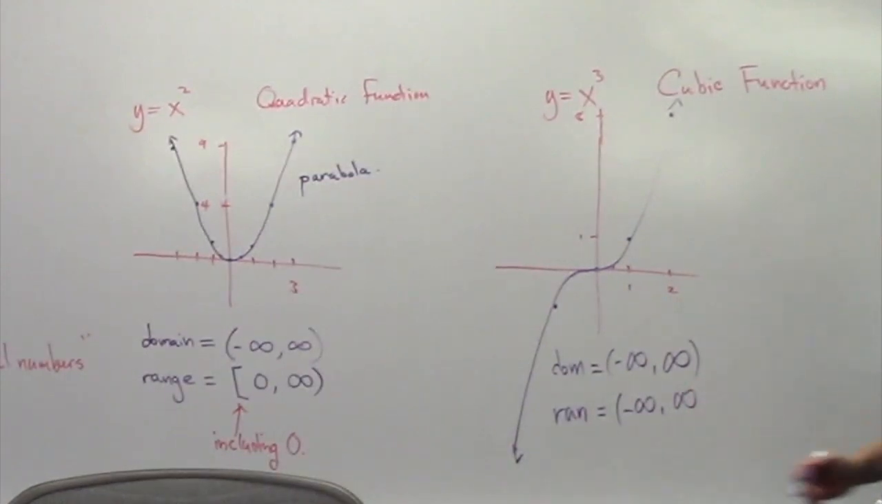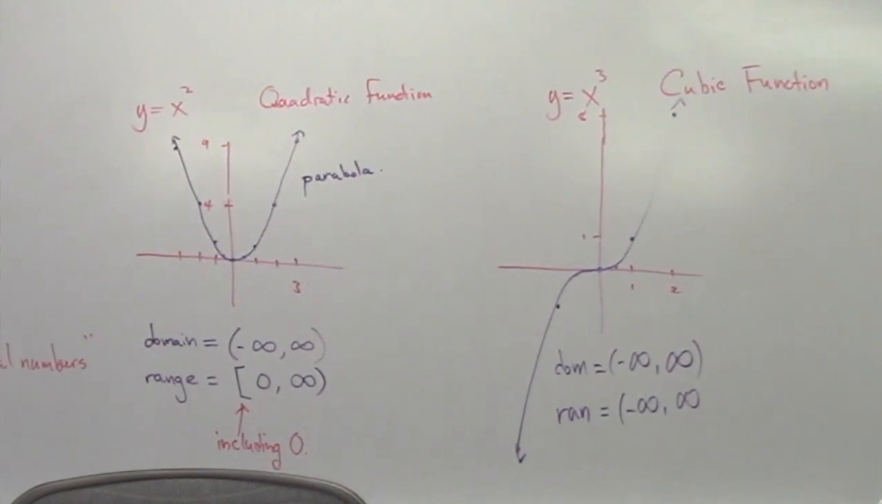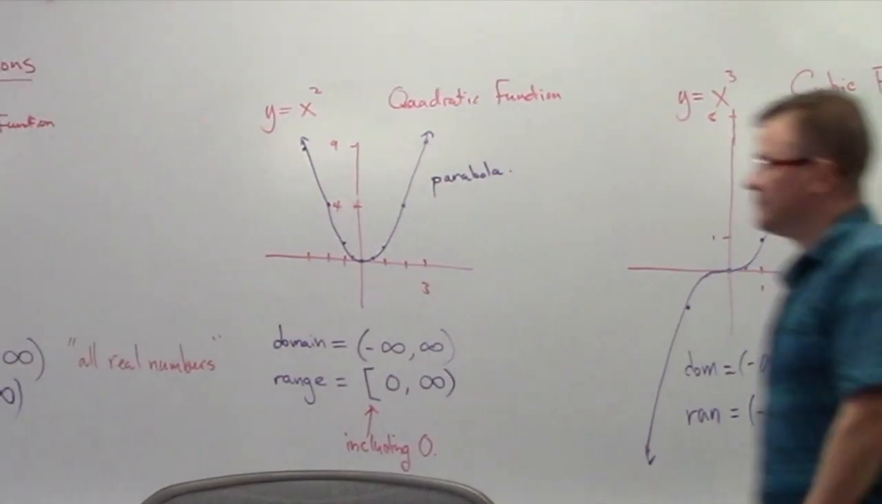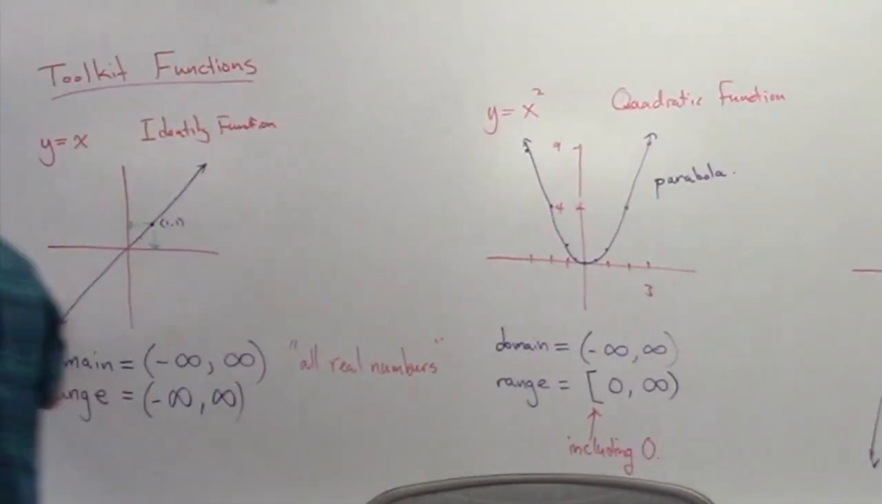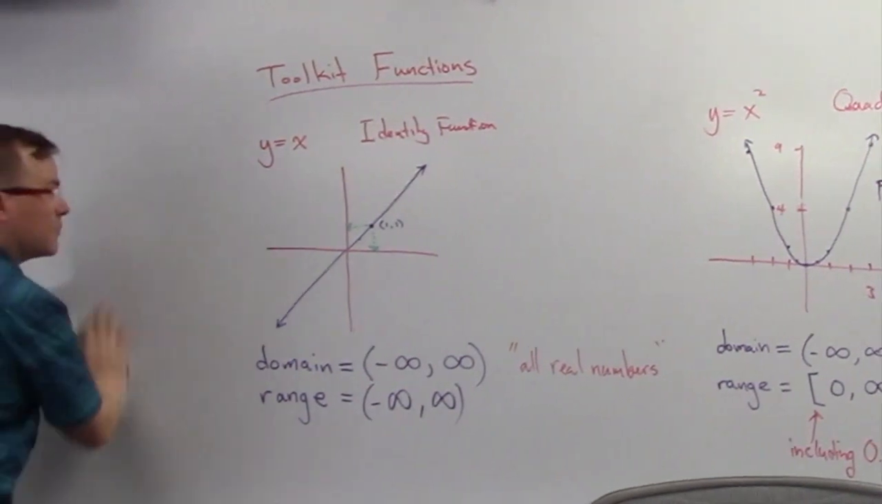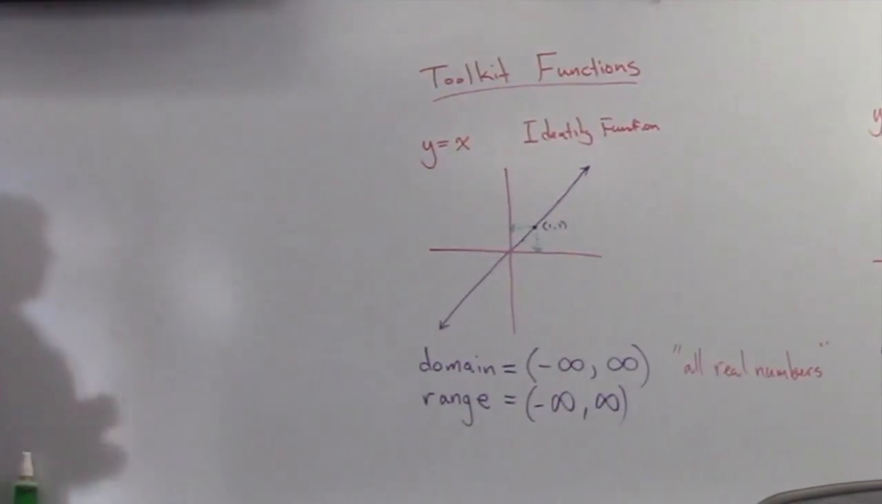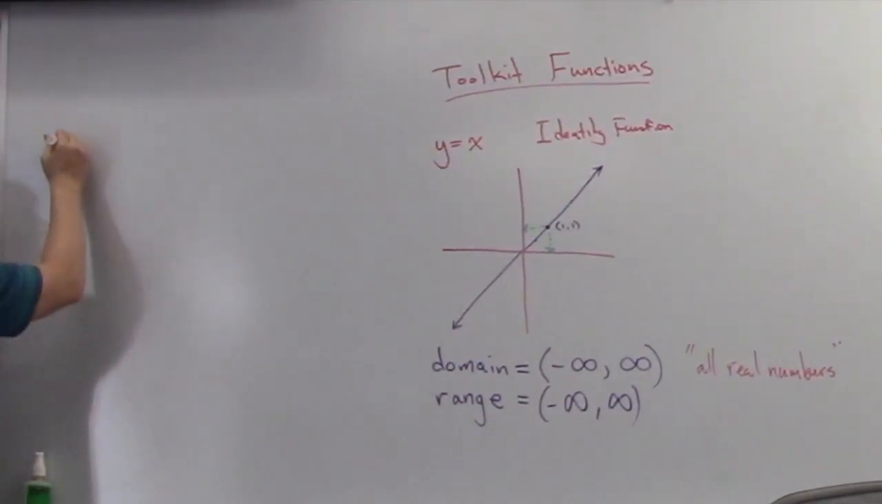So it looks like the cubic function and the identity function seem to have a lot in common, at least insofar as the domain and the range. Although they're clearly not the same exact function, they have different shapes. What comes after the cubic function? Reciprocal.